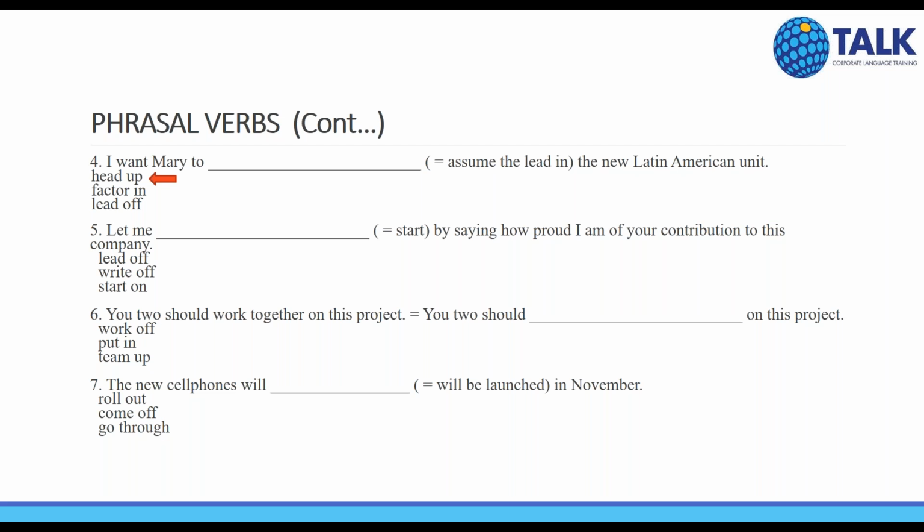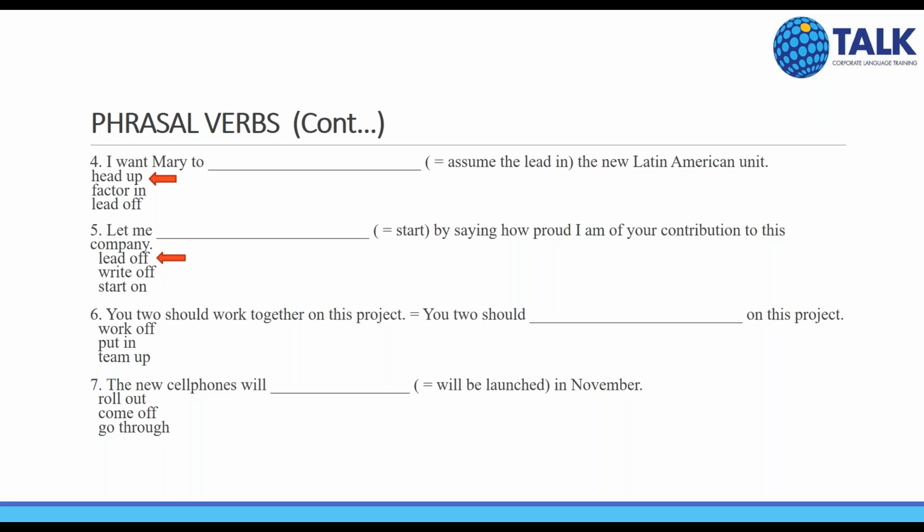Okay, number 5. Let me blank, which is the same as start, by saying how proud I am of your contribution to this company. So it's something that means let me start by saying, but another way of saying it is let me lead off by saying. So in other words, you haven't done anything else other than you're leading with the fact that you're very proud of whomever it is that you're addressing.